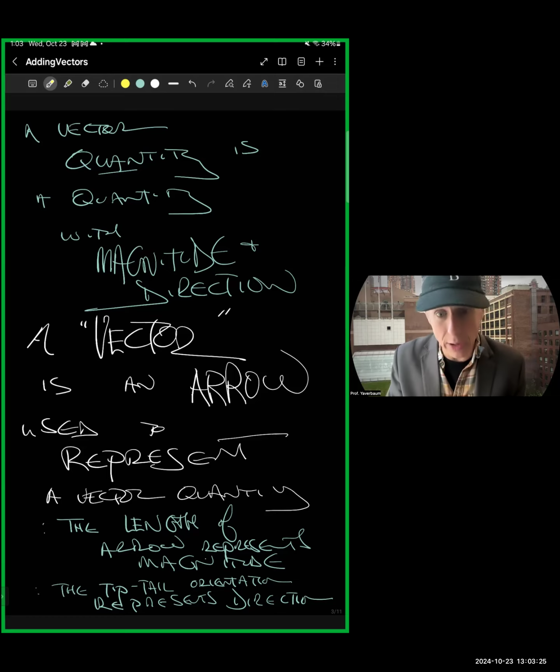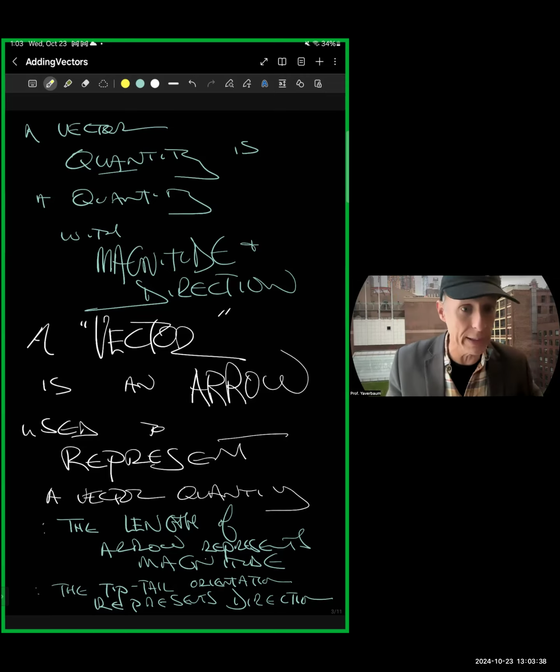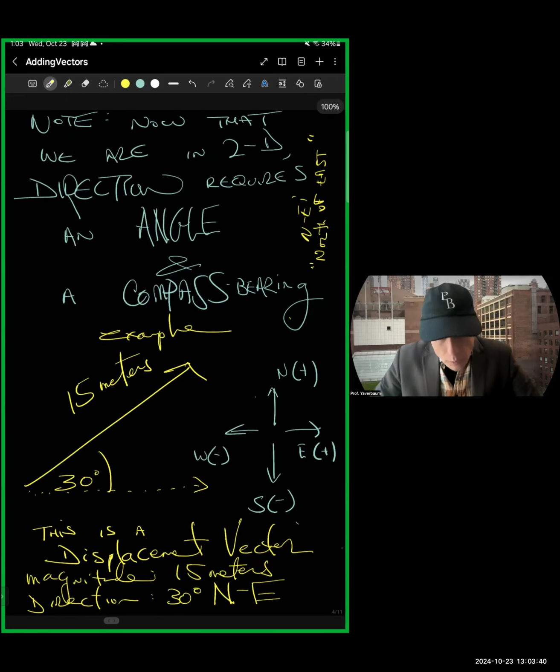So a vector is an arrow whose length represents the magnitude of some vector quantity and whose tip-to-tail orientation represents the direction of some vector quantity. To be more specific, we're now in 2 dimensions. So when I say direction now, I mean something more than just plus or minus. Plus or minus, forward or backward, north or south, worked for direction as long as we were only within 1 degree of freedom, 1 axis.